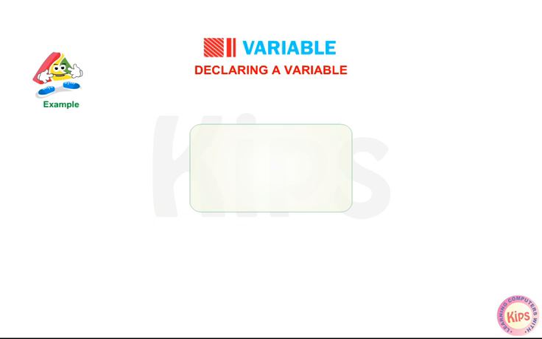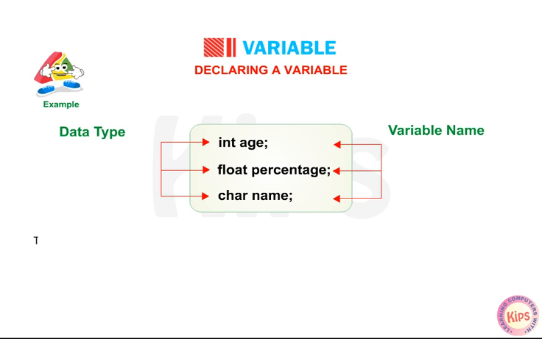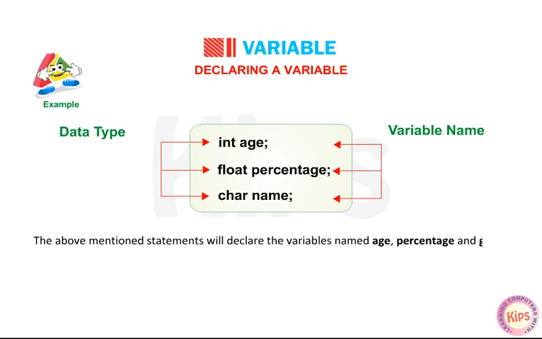For example, int age; float percentage; char grade; The above mentioned statements will declare the variables named age, percentage and grade of data types integer, float and character respectively.